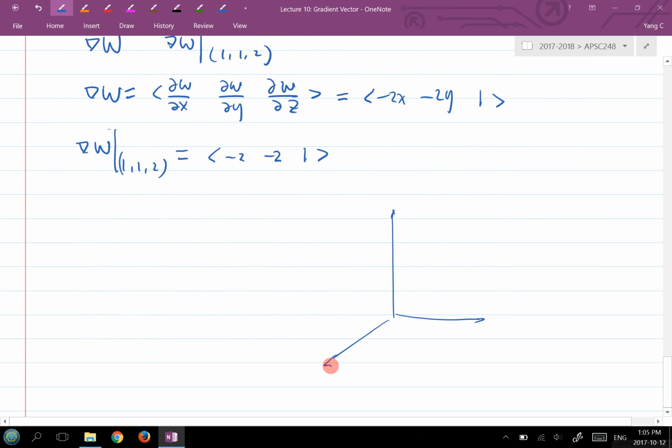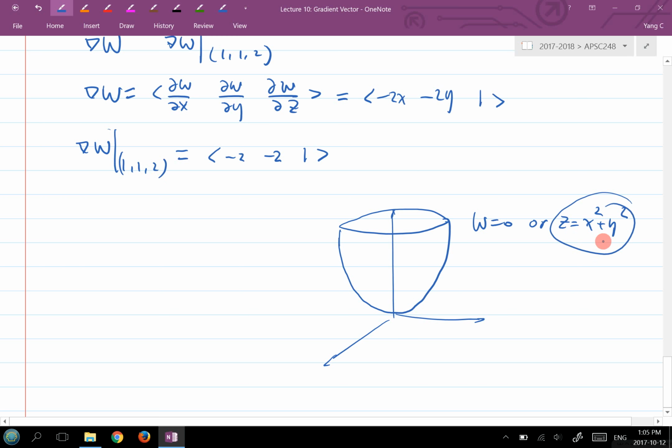Sometimes it's not easy and you need a computer sketch, but in this case it's not that bad, so I can sketch the level surface first. Let's say, for example, this is your level surface, w equal to 0, or z equal to x squared plus y squared. That's your level surface. And then you sketch the gradient vector at 1, 1, 2, because 1, 1, 2 is on the level surface. So find the point 1, 1, 2 first.